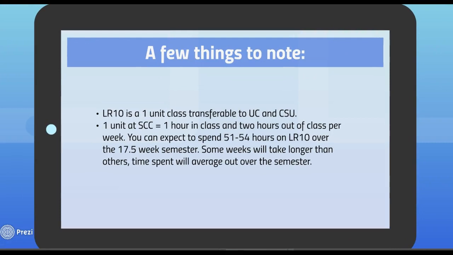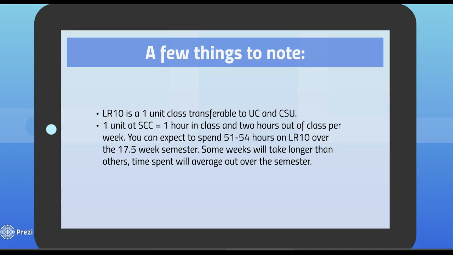A few things to note about LR10. LR10 is a one-unit transferable class to UC and CSU. LR10 is a required co-requisite of English 1. This means if you're enrolled in English 1, you must be enrolled in LR10 or have previously taken LR10. LR10 and English 1 are separate classes with separate instructors and separate grades. LR10 is graded A through F on the standard grading scale. The grades you earn in LR10 will appear on your transcript and average into your GPA.